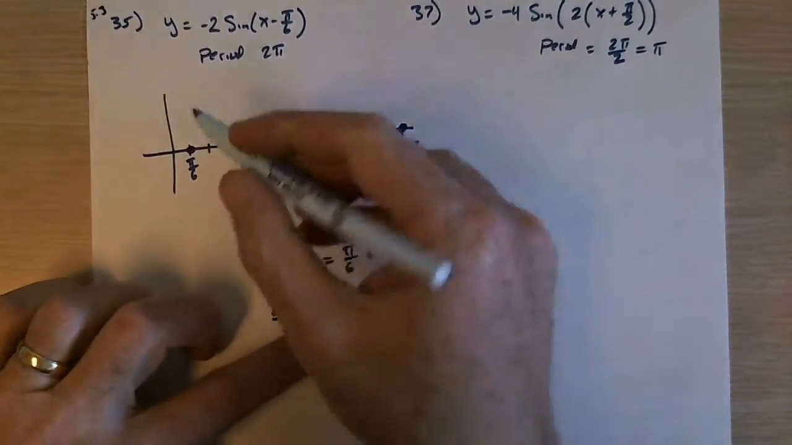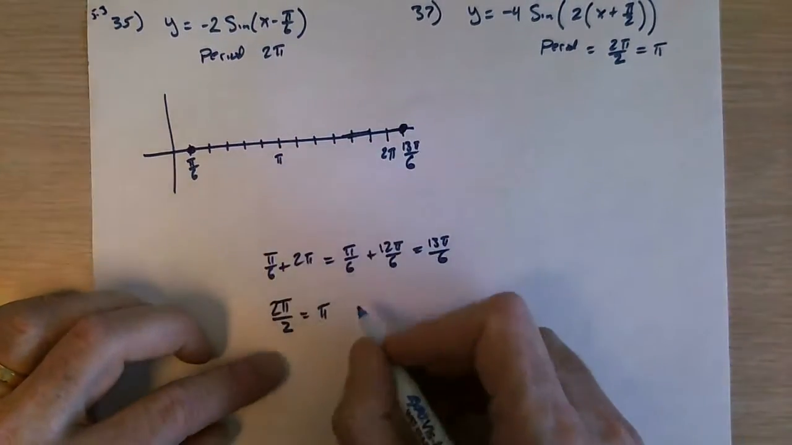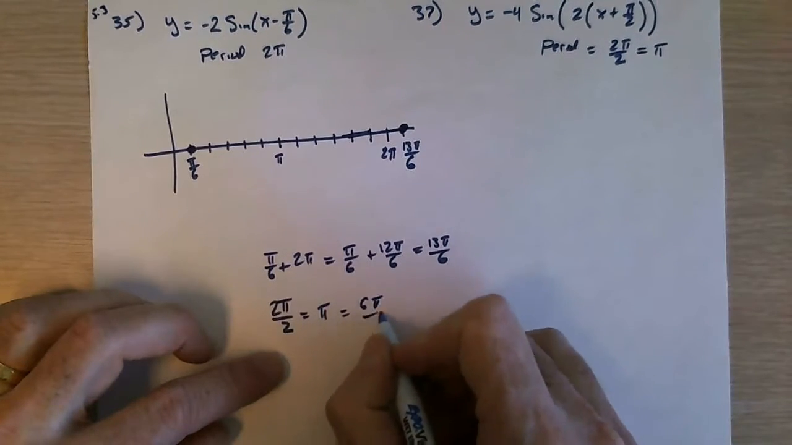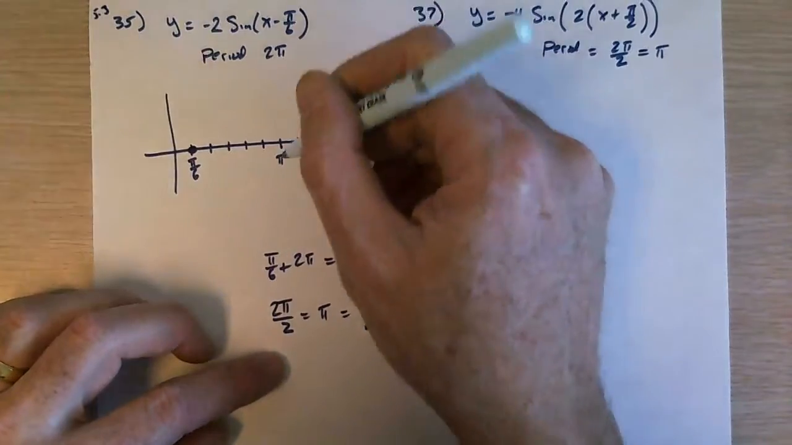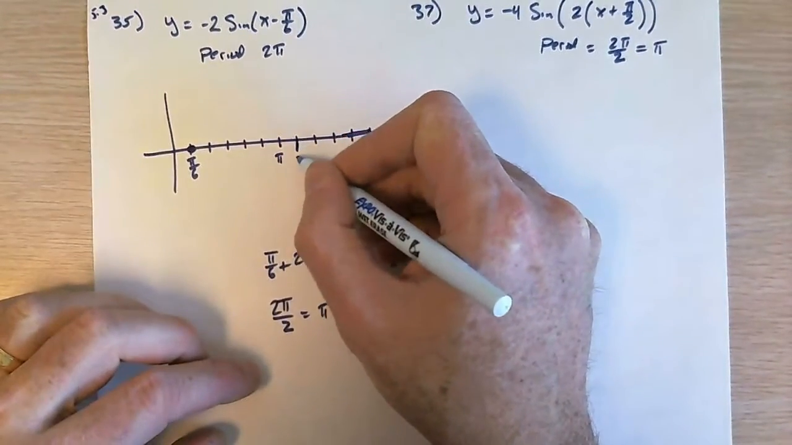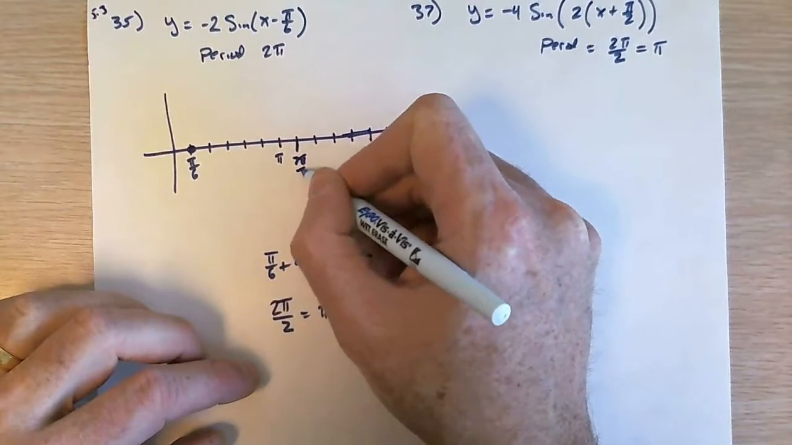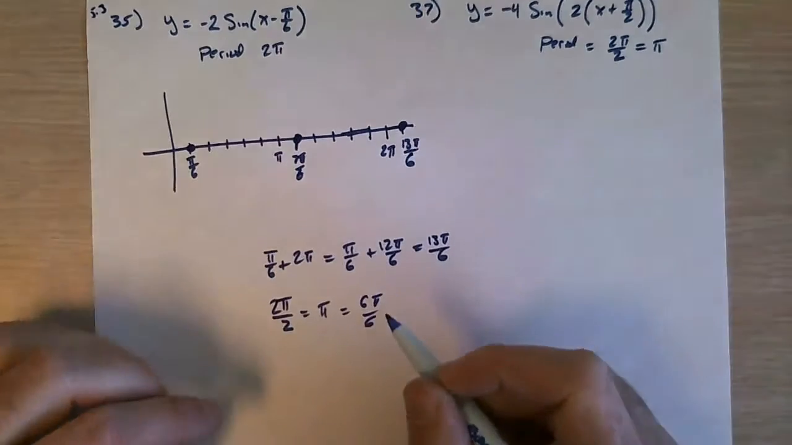So from the starting point, if I move over pi, everything's in terms of pi over 6s here, so this would be 6 pi over 6s. So 1, 2, 3, 4, 5, 6. Oh, right, pi plus, everything just moved over pi over 6. So this would be 7 pi over 6. That would be the midpoint of my sine curve.